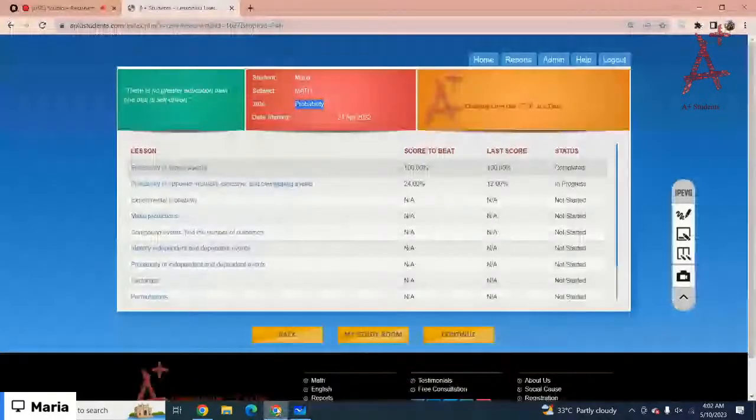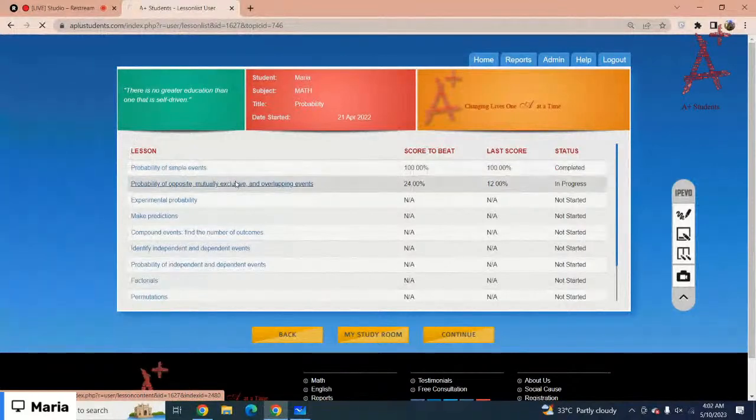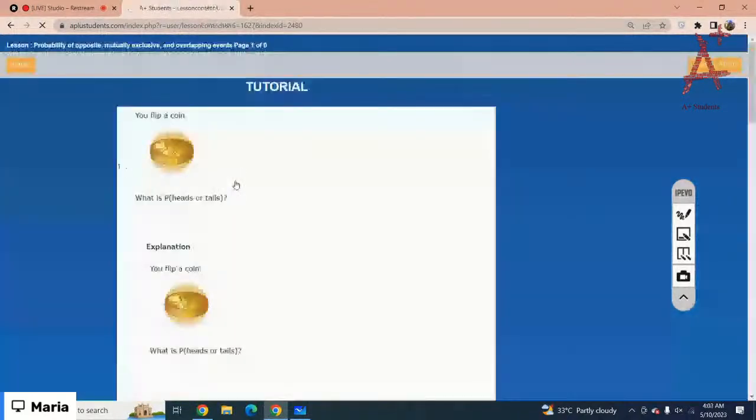Okay, here I am on grade 8 maths. The chapter is probability. Let's just start with the lesson, that is probability of opposite, mutually exclusive and overlapping events. So basically we're going to learn what are these events. Okay, you flip a coin. What is the probability of heads or tails?